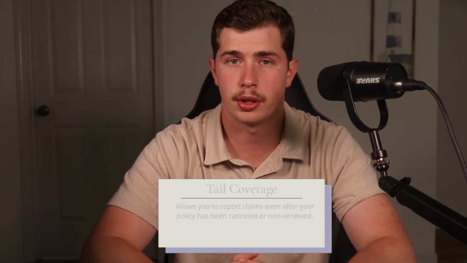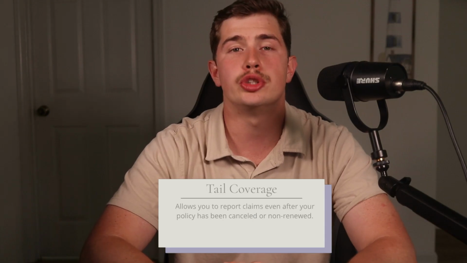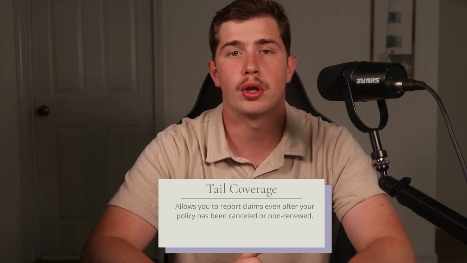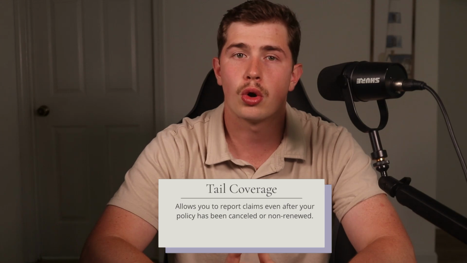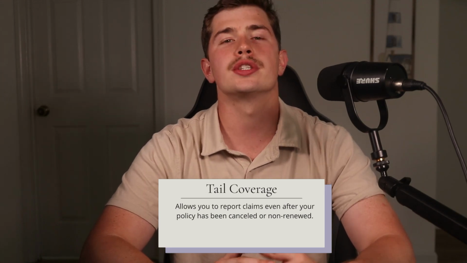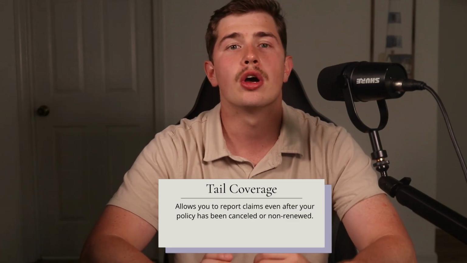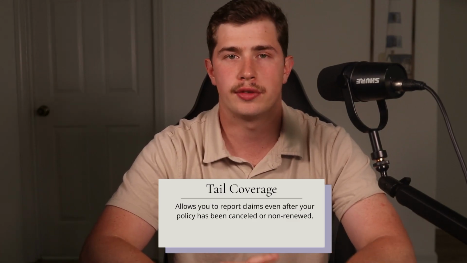Tail coverage, also called an extended reporting period endorsement, is an add-on you can purchase for your claims-made malpractice insurance policy. This allows you to report claims even after your policy has been canceled or non-renewed, as long as the claim relates to work you performed while the policy was active and on or after the retroactive date.